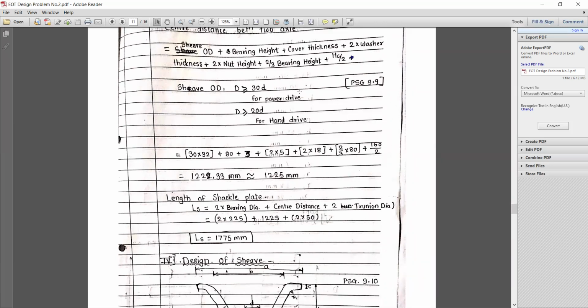These things we have to consider, but we don't know the value of the sheave diameter. Generally, it is considered 30 times the diameter of the rope or 20 times the diameter of the rope. If it is power driven, then we consider capital D equal to 30 times the small d, and if it is hand driven, then it is 20 times the small d, by referring to the PhD page number 9.9.